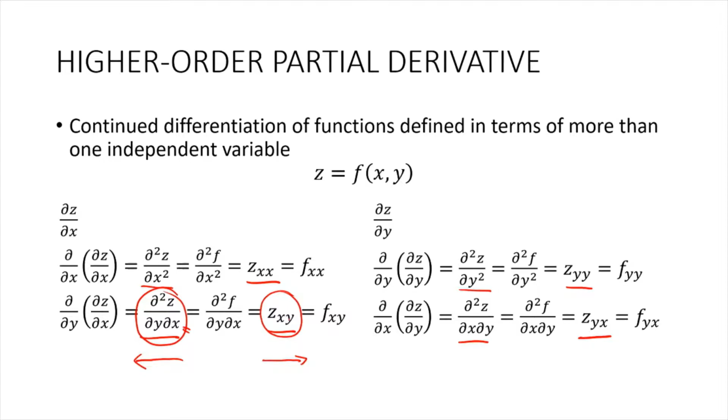The same thing, for example, this one: the order of differentiation for this notation is from right to left. So with respect to y first, and then with respect to x. And then for its equivalent subscript notation, the order is from left to right. So with respect to y first, and then with respect to x.